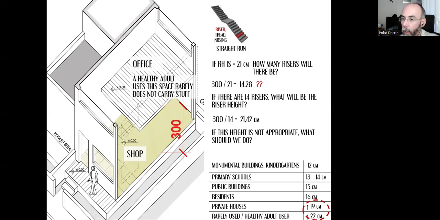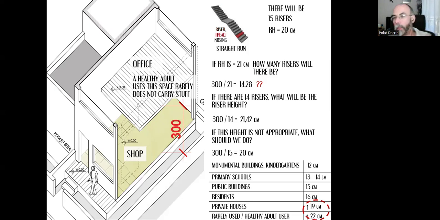If the height is not appropriate, what should we do? Then obviously we can increase the riser number so the riser height will decrease. Instead of 14 risers, we can have 15 risers. That will give us 20 centimeters for the riser height. So we can do these types of calculations in order to find the best option. And we can note these down. There will be 15 risers. Riser height will be 20 centimeters.